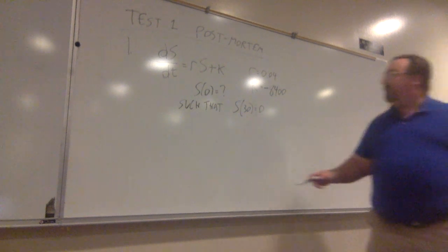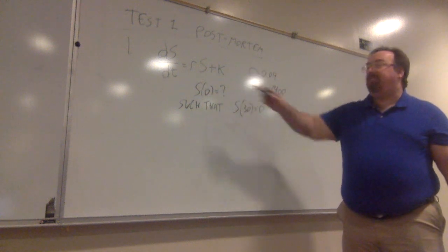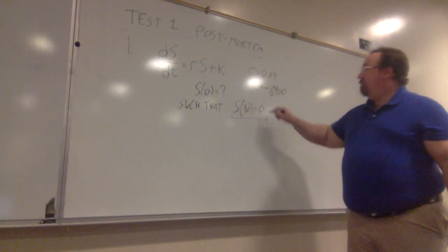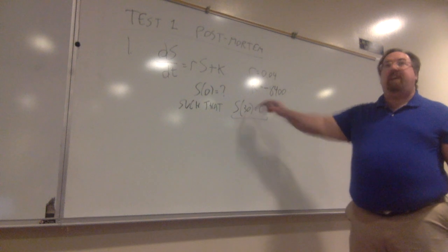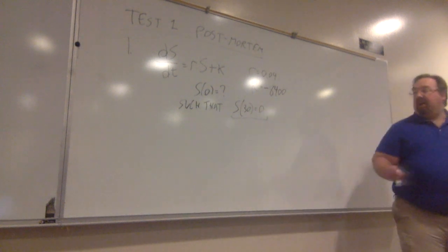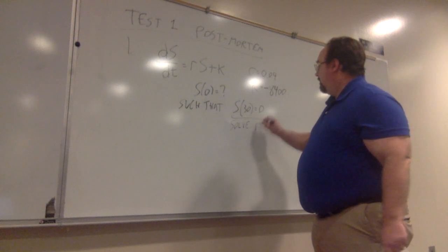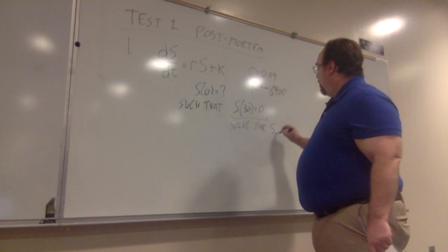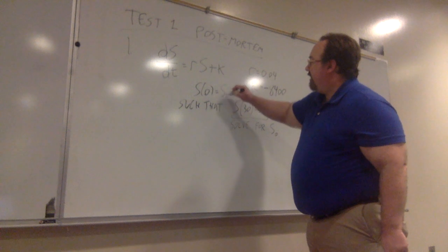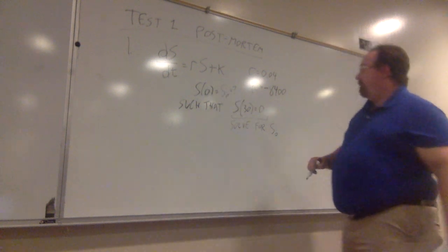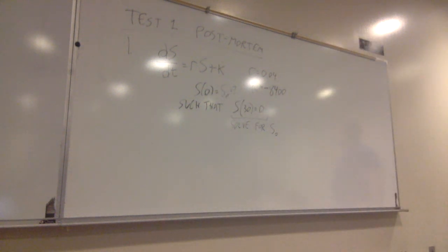Okay, so what you would do is, once you have a solution for S of t, you plug in t equals 30, and you set the result to 0. So you solve for the initial value, which I'll refer to as S naught. It turned out to be just shy of $150,000. Okay.